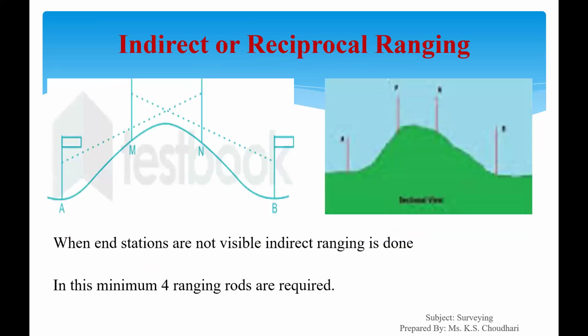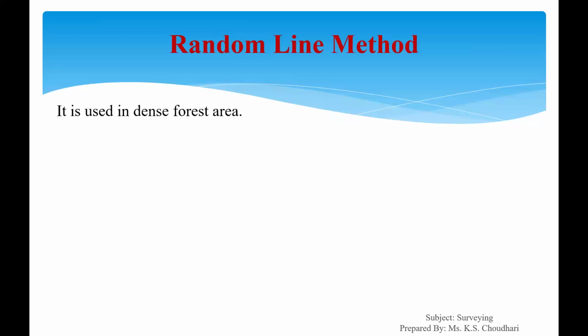Indirect or reciprocal ranging: when end stations are not visible, indirect ranging is done. In this, a minimum of 4 ranging rods are required. Observe the points A and B. These 2 points are not visible directly. So first, we take point M, from which we can observe point A and point B. Same for point N. And in this way, this ranging is done. Random line method. It is used in dense forest areas.